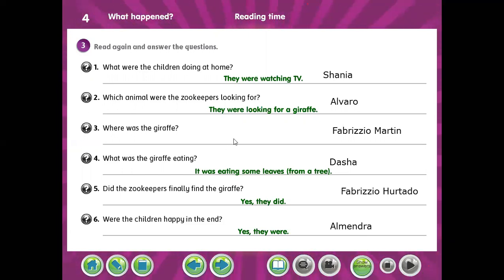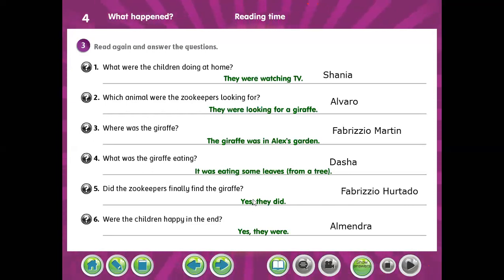In the garden. Very good. The giraffe was in the garden. Very good, Fabricio. Fabricio says the same, no? The giraffe was in the garden too. Very good. In the garden, okay? When we say in the house, it is different. House could be the living room, the kitchen. In this case, it's garden. Okay? Good. We finish with this part.